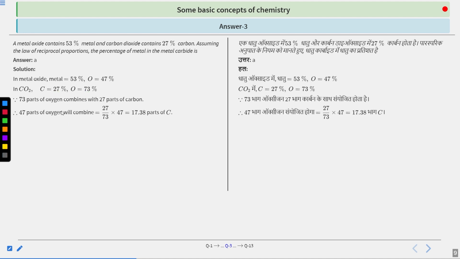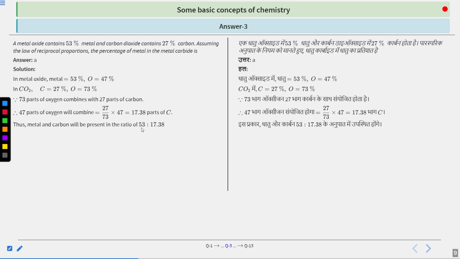Therefore, 47 parts of oxygen will combine with how many parts of carbon? That gives us 27 by 73 multiplied by 47. We have simply used the unitary method to solve this, and we get 17.38 parts of carbon. Thus metal and carbon will be present in the ratio 53 is to 17.38. Got it? Clear? Again, we already know that 73 parts of oxygen have 27 parts of carbon.